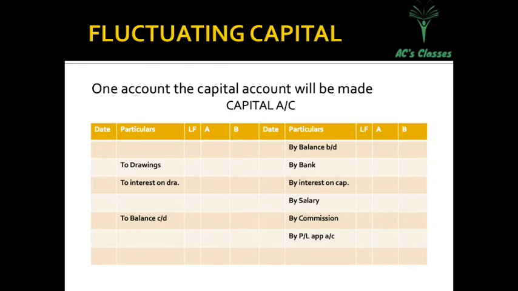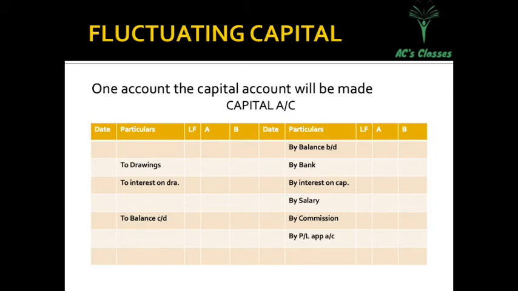If the capital is fluctuating, then we need not prepare the current account and only one account, which is the capital account, is prepared. And you can see very carefully that we have prepared a capital account and we have started with by balance brought down of the capital, and if there is any additional capital we have posted it as by bank, and then by interest on capital, by salary, by commission, and to profit and loss appropriation account. Similarly, in the debit side you have to drawings and to interest on drawings, and finally we find out the balance. So in simple words, if it is a fluctuating capital, both current account and capital account will be merged together and only one account called the capital account will be prepared.